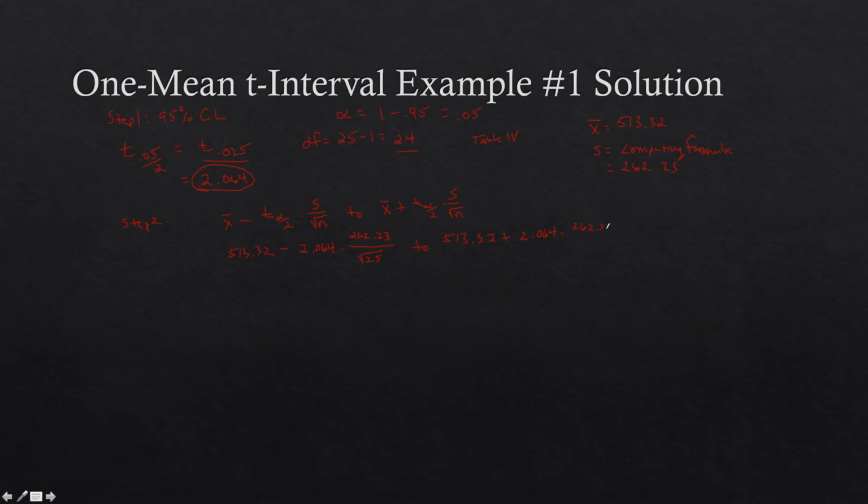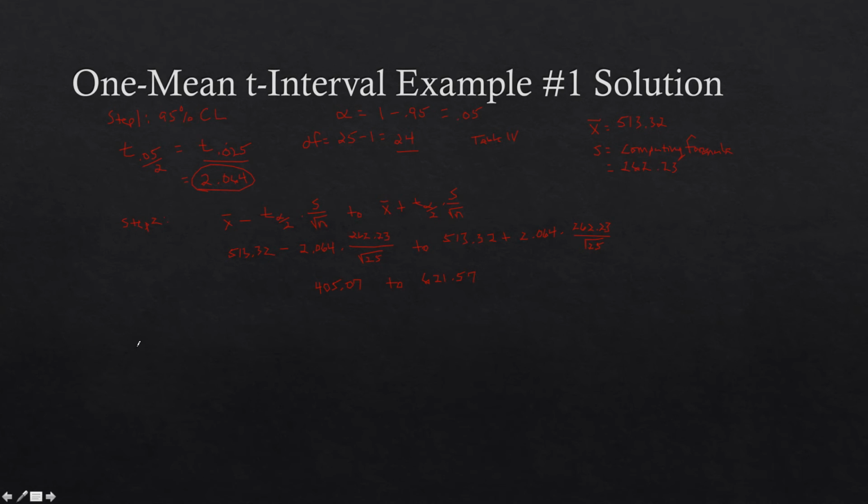At this point, this is what you should have. Then it's just a matter of doing the correct arithmetic. Punch that out in your calculator, and you should get 405.07 to 621.57. So what does this mean?